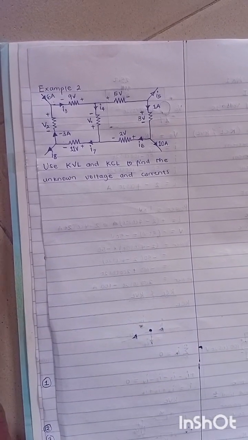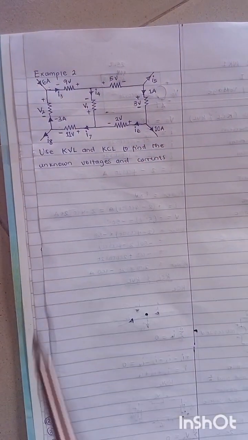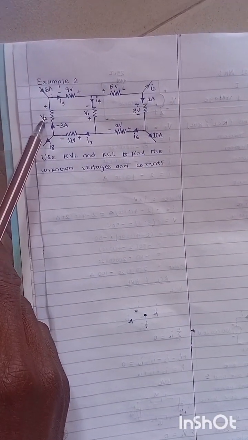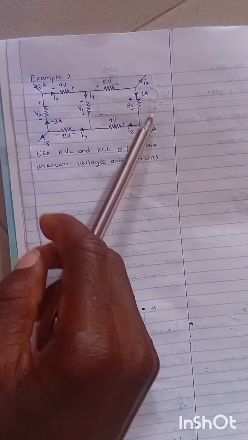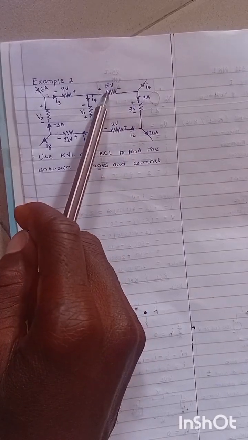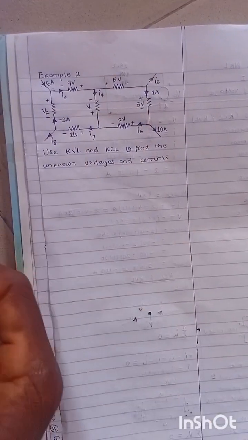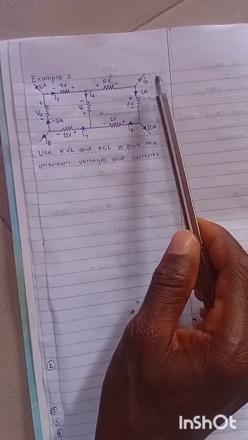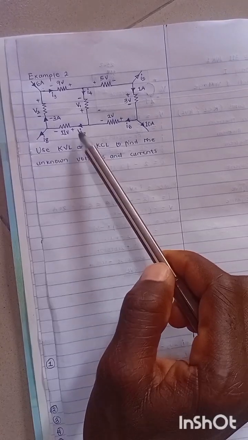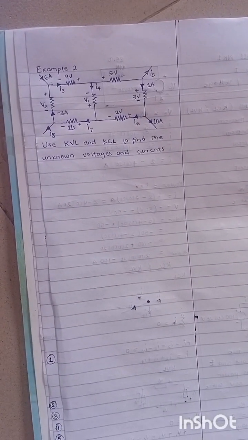So what are the unknown voltages? It should actually be voltages, because there are two here. The unknown voltages are V2 and V1. The other ones are known. All these voltages are known, the voltage across here, here, and here. How about the unknown currents? We have to find I3, I4, I5, I6, I7, and I8. So those are the unknown currents, and we have to use KVL and KCL to find them.